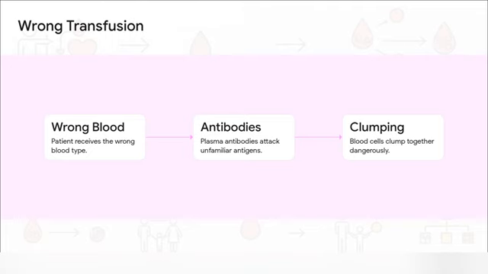Here's the dramatic step-by-step of what happens if things go wrong. Let's say a patient with type A blood mistakenly receives a transfusion of type B blood. Immediately, the plasma antibodies in that type A patient spot those unfamiliar B antigens. They sound the alarm and attack. This causes the newly introduced blood cells to clump together in a very dangerous and, unfortunately, sometimes fatal reaction. This exact biological response is why blood typing and cross-matching at the hospital are never, ever just formalities. They are absolute biological necessities.